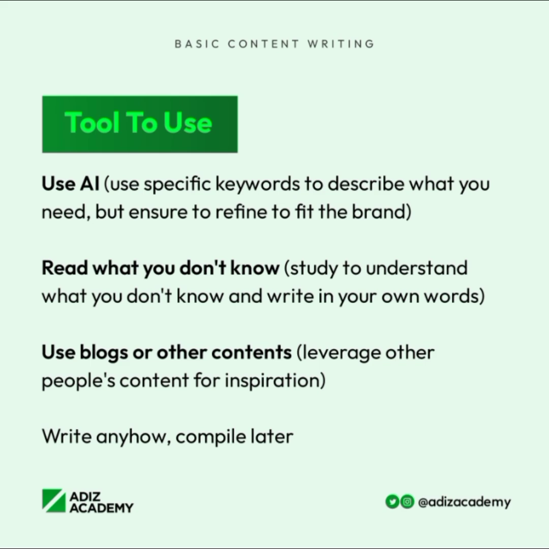Now, AI. Let's just say ChatGPT, because I know that's one of the most popular AI tools we have, especially for content writing. Use specific keywords to describe what you need, but ensure you refine it to fit the brand. I would always say this: you're using AI to create content. ChatGPT or AI is not using you to create content. You are the content writer. One of your tools is ChatGPT, so you are to leverage on it. You're not supposed to allow it to define everything you create.